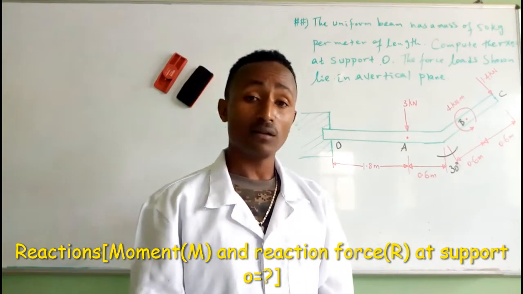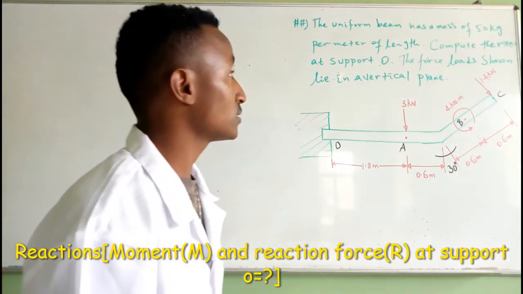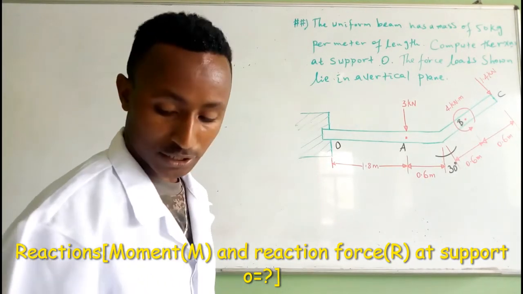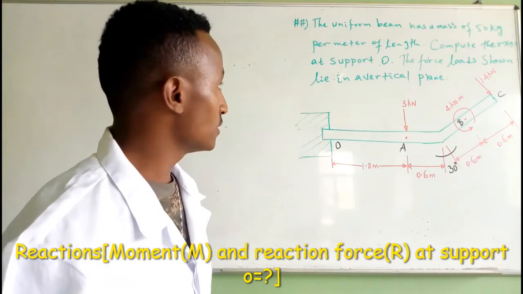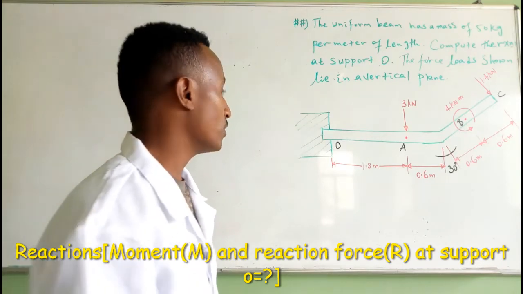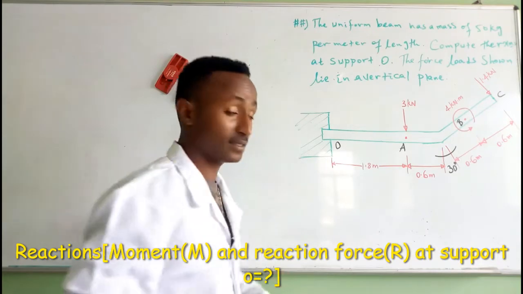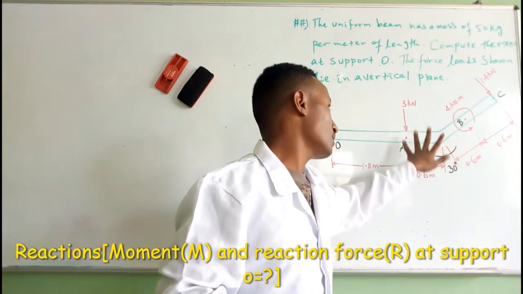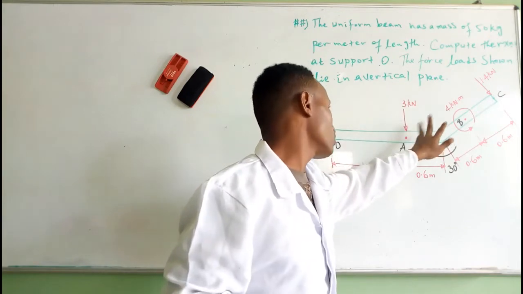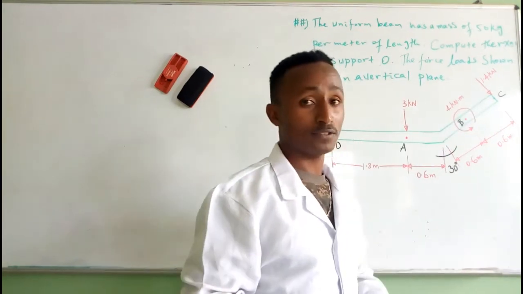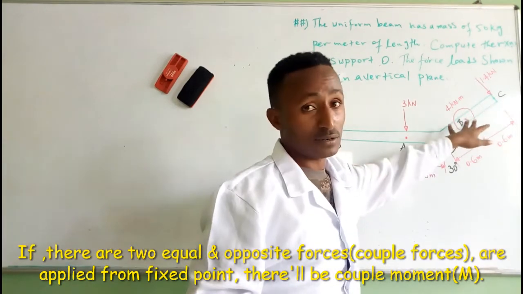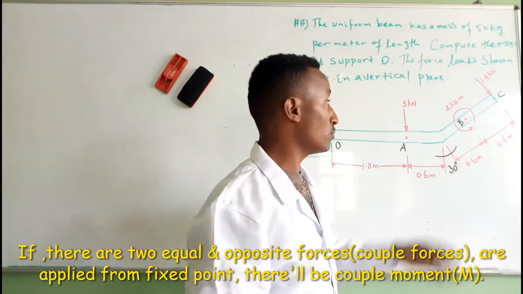Then we are required to calculate or compute the reactions at support O. At support O, what kind of reaction reacts against these external loads? 3 kilonewton, 1.4 kilonewton, and here there is a couple moment.